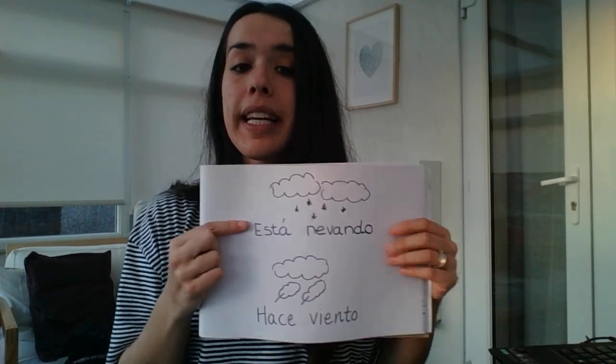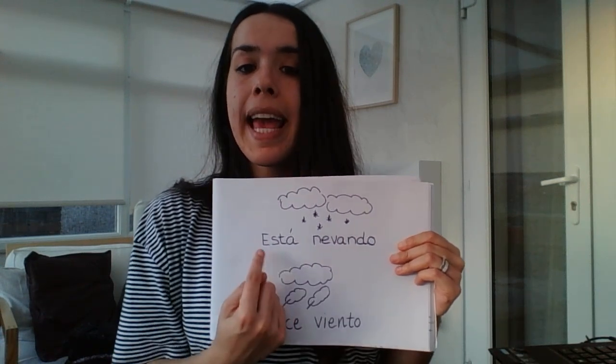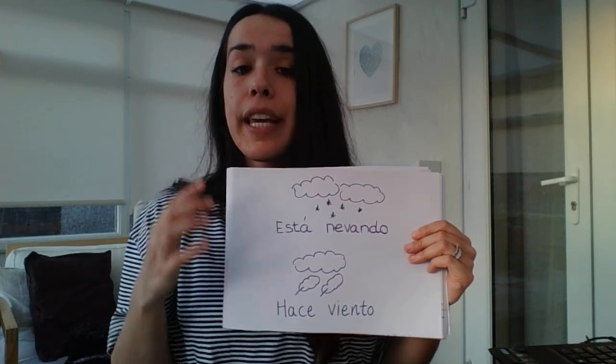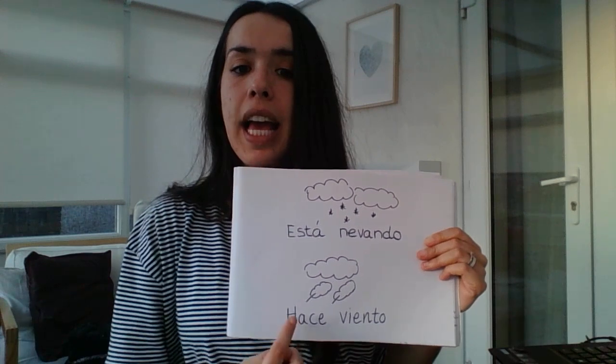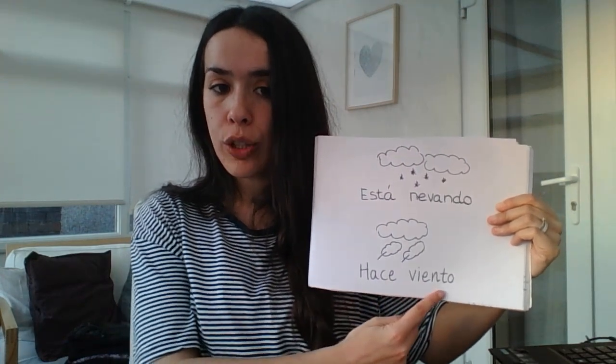Then we have it is snowing. It is snowing is está nevando. If we want to say it is windy, we say hace viento. Hace viento. Está nevando. Yeah, está nevando. Hace viento. So let's remember these four: hace sol, está nublado, está nevando, hace viento.